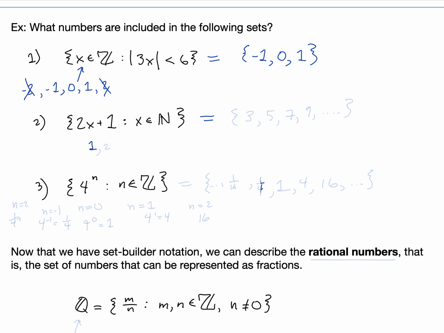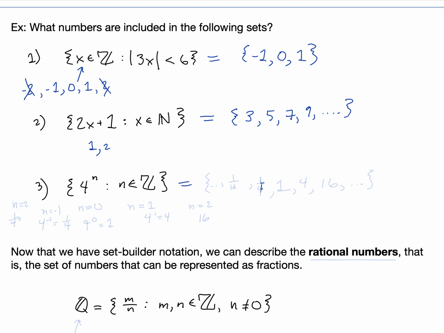So the first natural number is 1, and the value in the set would then be 2 times 1 plus 1. That is 3. What's our next natural number? Our next natural number is 2. When we plug in x equals 2, we have 2 times 2, that's 4, plus 1 is 5, and then we'll have 7, 9, etc. So that is the set 2x plus 1, such that x is in the natural numbers: all the odd numbers from 3 on up. Last one, 4 to the n, such that n is in the integers.